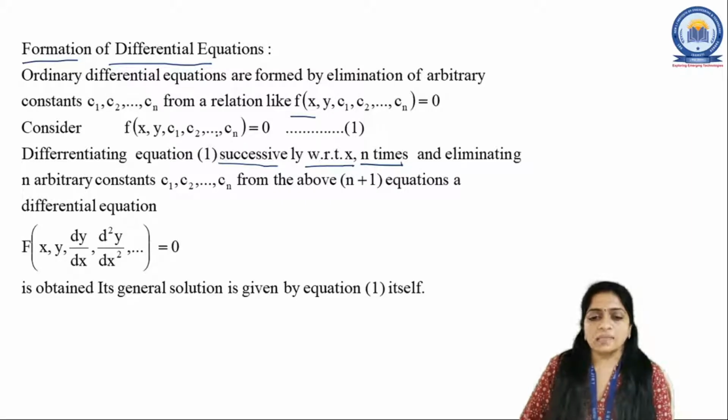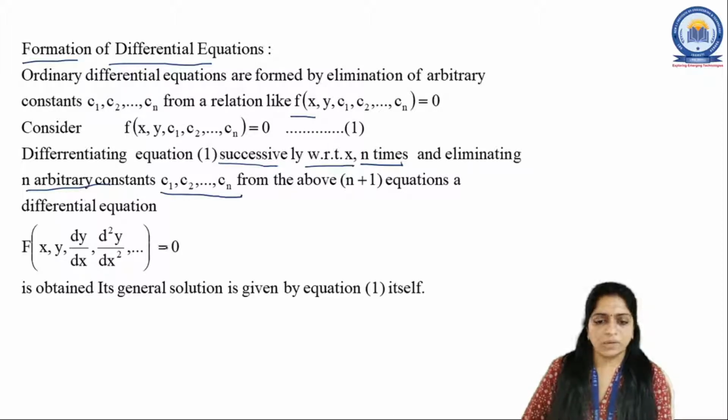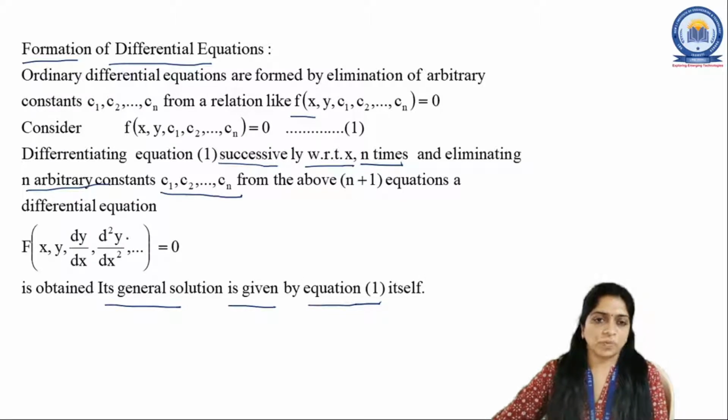As the function contains n constants, we have to differentiate that equation successively n times and eliminate the n arbitrary constants C1, C2 up to Cn from the above n plus 1 equations. A differential equation f of x, y, the first derivative, second derivative and so on equal to 0 is obtained, and its general solution is given by equation 1 itself. So this is about the formation of a differential equation.